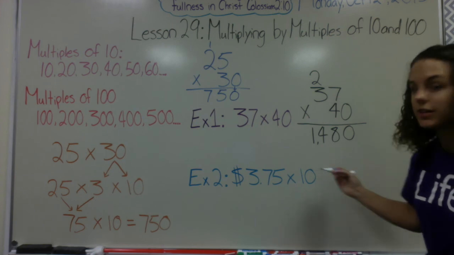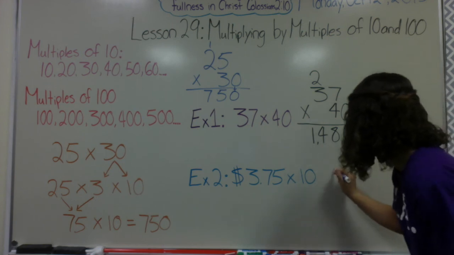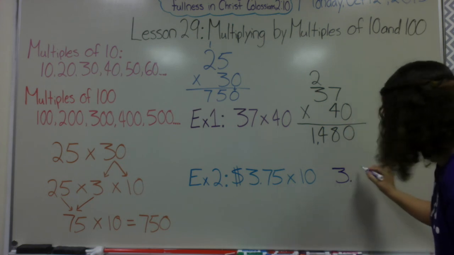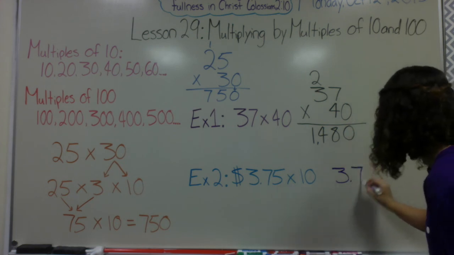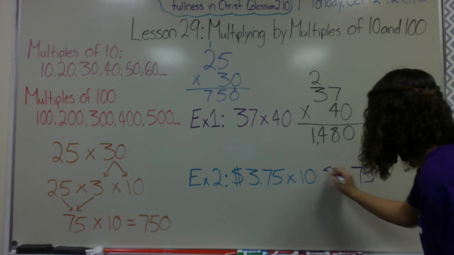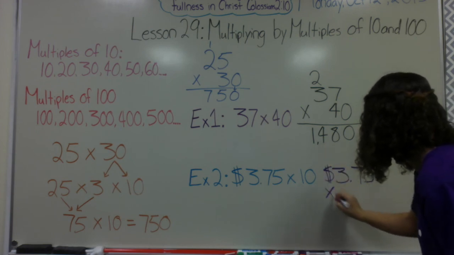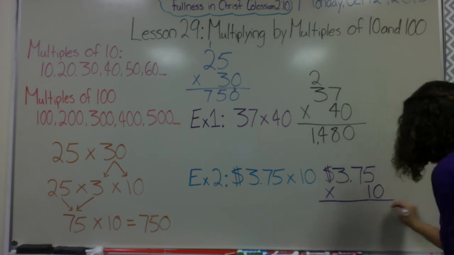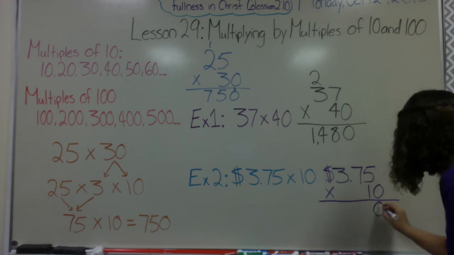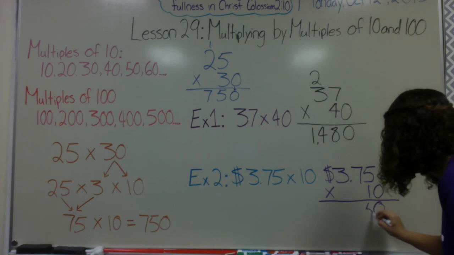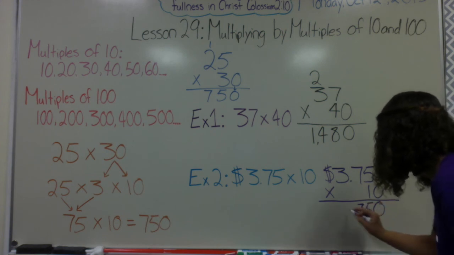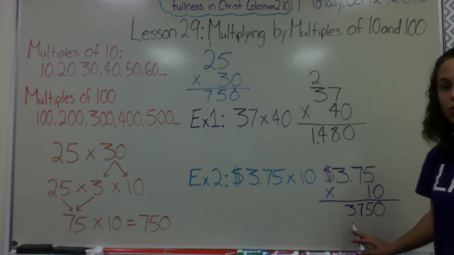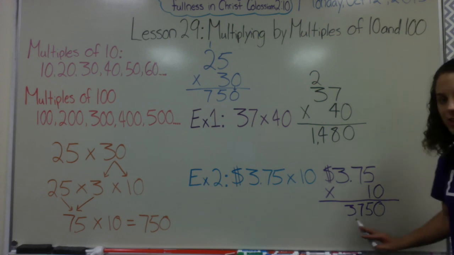I'm going to go ahead and start setting it up. $3.75 times 10. Drop the 0 off to the side. 1 times 5 is 5, 1 times 7 is 7, and 1 times 3 is 3. Now look, I have 3,750 right here.